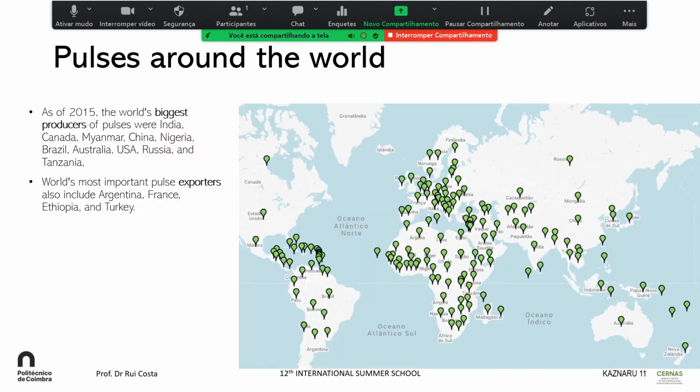So pulses around the world, you can see from this map where pulses are cultivated, almost every part of the world. But the biggest producers are India, Canada, Myanmar, China, Nigeria, Brazil, Australia, USA, Russia, and Tanzania. And the biggest exporters are Argentina, France, Ethiopia, and Turkey.